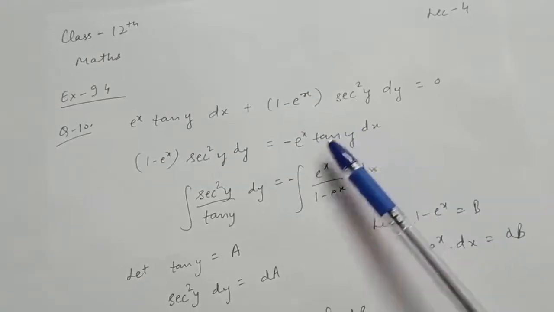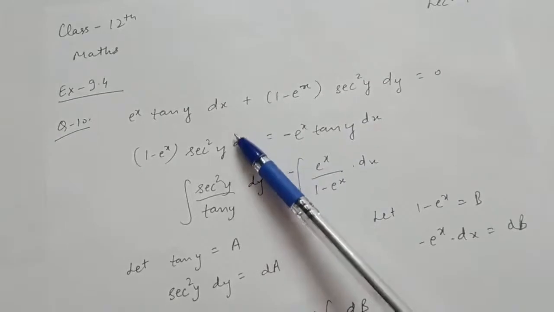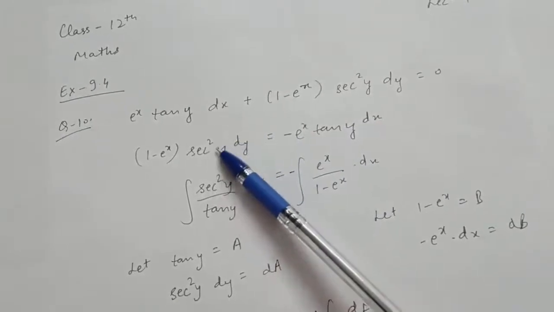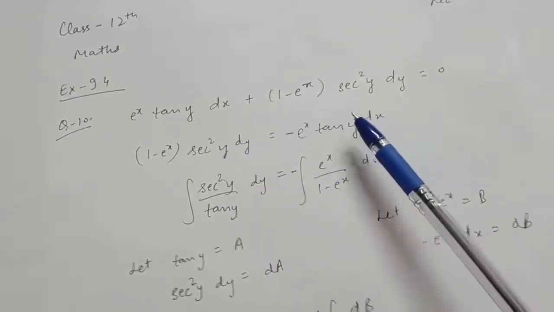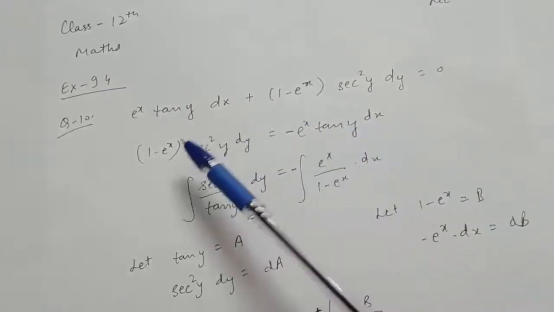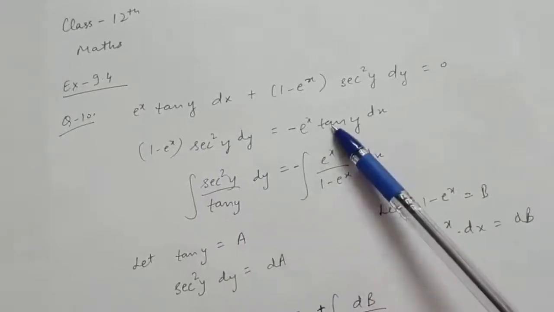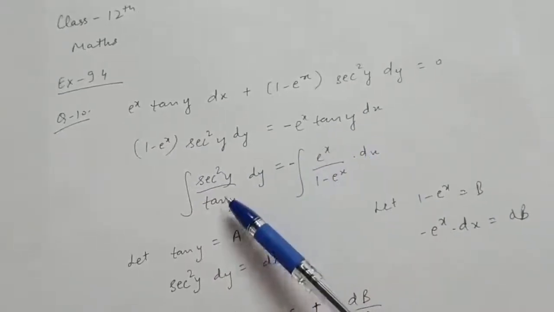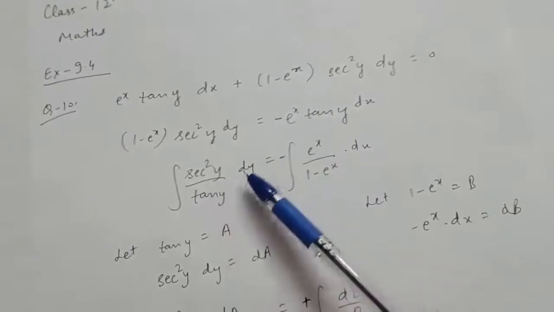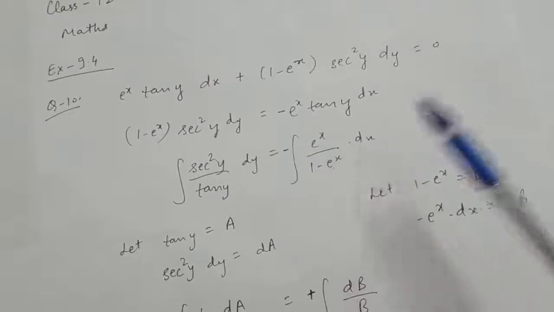Now take this tan y on this side. As you can see, dy is here. Therefore, we will keep the terms of y on this side and dx is here, so we will keep the terms of x on the right hand side. So 1 minus e raised to the power x, take on this side, and tan y, take it on this side, right? Now integrate both the sides. So integral of this will be equal to minus integral of this.